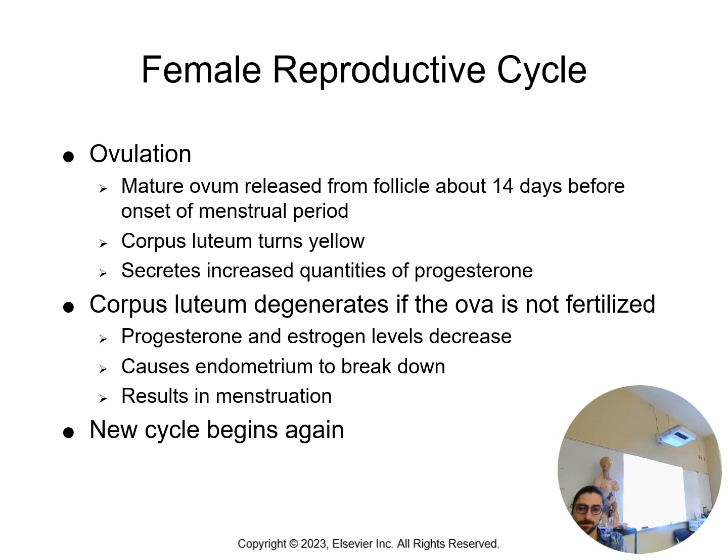Ovulation: a mature ovum is released from the follicle 14 days before the onset of your period. Essentially, this is marked by increased progesterone secretion. If you are taking blood levels every single day, you start ovulating when your progesterone spikes. Then the corpus luteum degenerates if it's not fertilized, and once it degenerates to a certain level, your hormone levels drop, and the endometrium will then break down and start falling out.